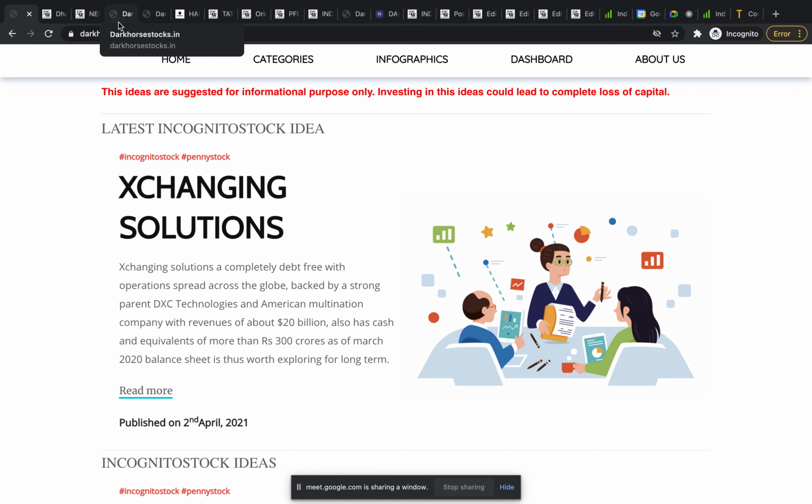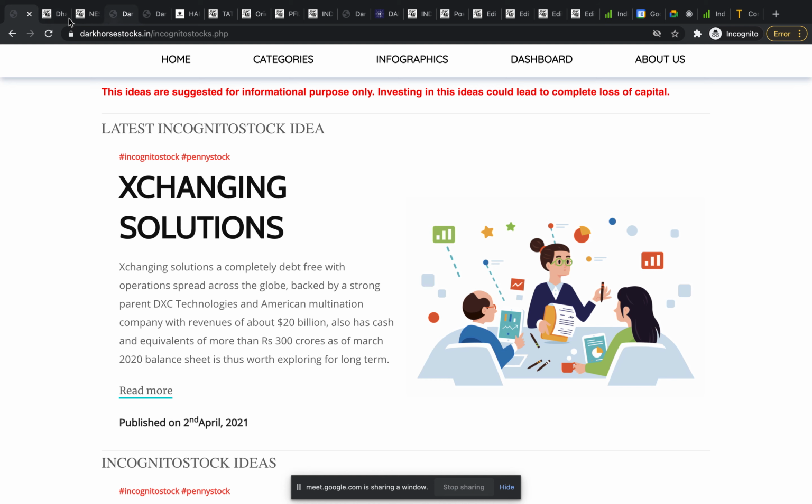Another question that we got from a lot of users is how do we access the list of all the stocks that have been suggested in the past? Well, you can find the list of stocks. We'll share the screen of the dashboard where you can find the list of all the dark horse stocks, and I'll be explaining that in a later part of this video.